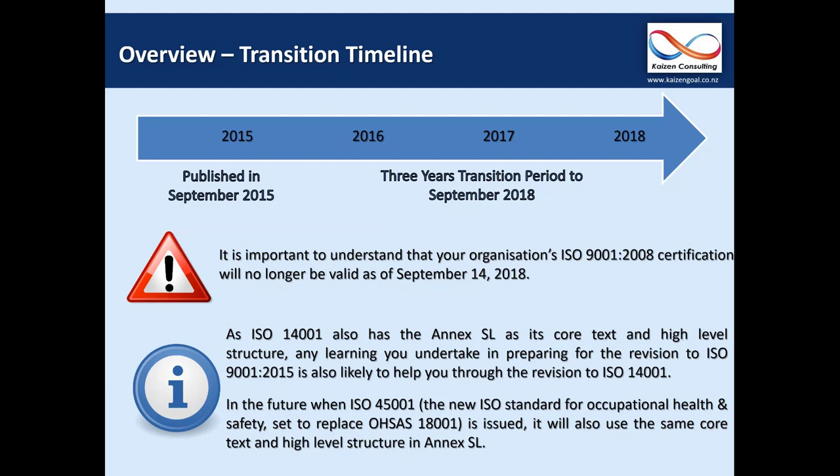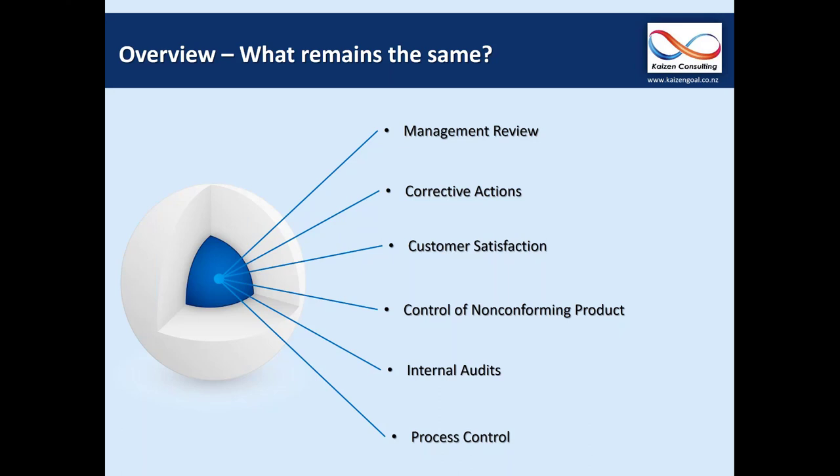What remains the same? Everyone asks what remains the same between the 2008 and 2015 versions. Management review remains the same, corrective actions, customer satisfaction, control of non-conforming products, internal audits, and process control. Obviously, there are some subjects that remain the same, but these are the main categories, or the groups of things, that remain the same between the two standards.